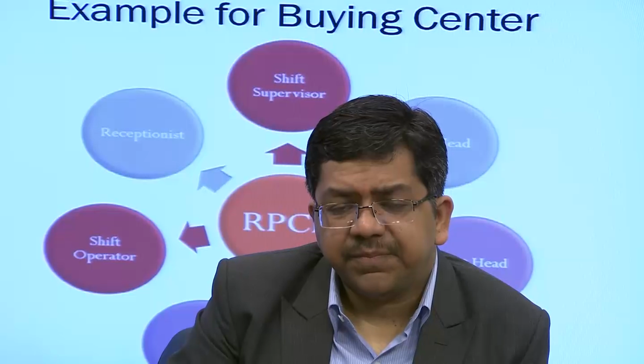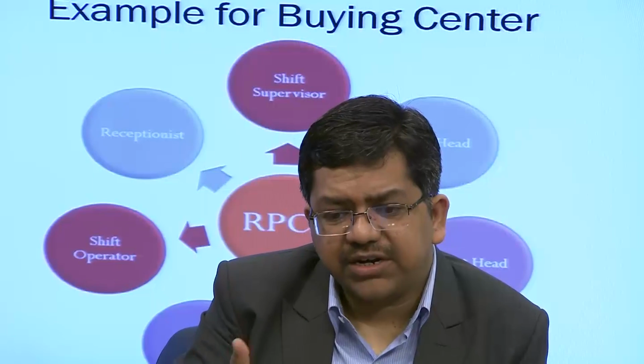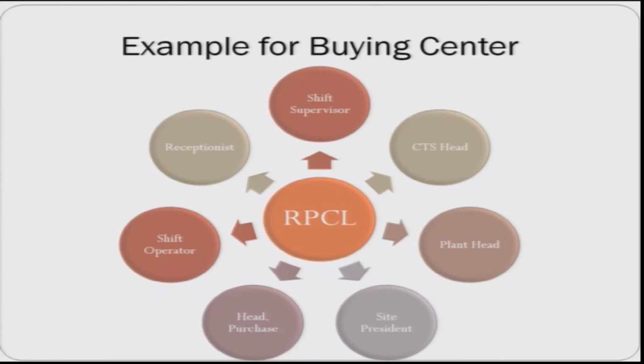Once the site president approves it, it goes to the purchase department, and they start looking for the supplier who can potentially supply the product. Then they request proposals from the suppliers, and deal with the rest of the process. You see here the gatekeeper could be the receptionist, who may not allow a particular salesman from a company to reach any of these important decision makers.